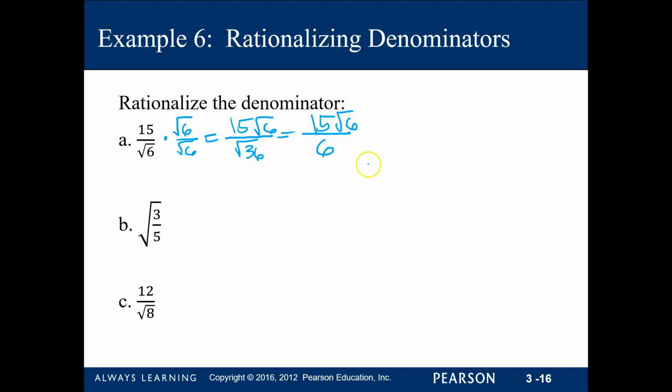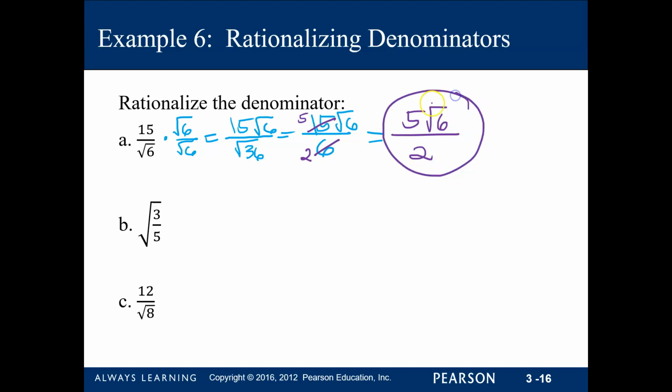Now, are we done? Remember, this is in fraction form. So if we have fraction form, we always check: is there a common factor between our numerator and denominator? We consider the GCF of the coefficients. Does 15 have anything in common with 6? Both of them could be divided by 3. If you divide 15 by 3, it becomes 5. If you divide 6 by 3, it becomes 2. So the final answer will be 5 square root of 6 over 2. That is how you can work it out.